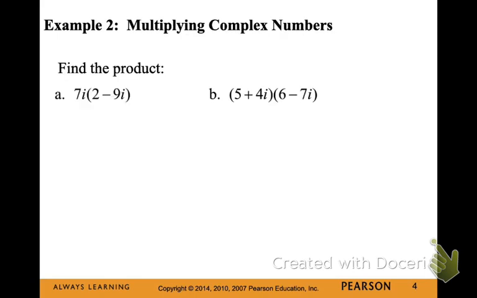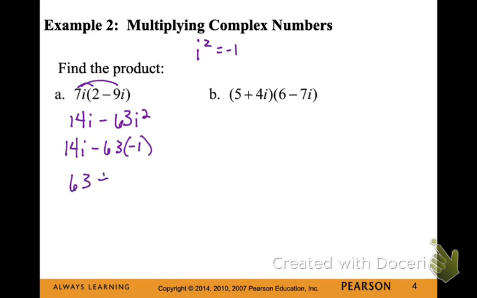Let's look at example 2. Let's review multiplying complex numbers. So our first problem, A, 7i times (2 minus 9i), you can just distribute the 7i. So you'll get 14i minus 63i squared. Now remember, i squared equals -1. So we need to substitute in -1 for i squared. So that becomes -63 times -1, which is positive 63, and then plus 14i.